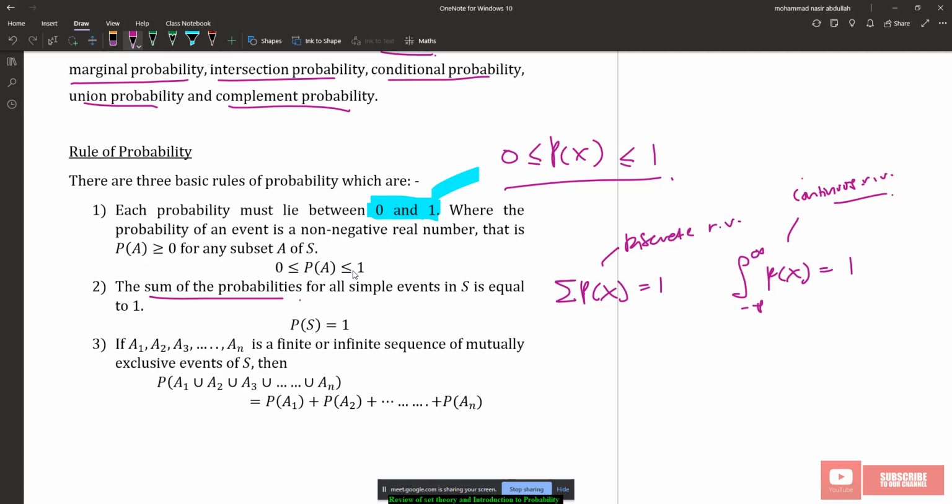Next, the third rule of probability. Let's say we have a set A1, A2 until AN, a finite or infinite sequence of mutually exclusive events. Then the probability of A1 union A2 until AN is equal to the probability of A1 plus A2 until AN. This is the basic concept for mutually exclusive events. The most important rules in probability are rule number 1 and rule number 2. The total of all probability, or the integration from negative infinity to infinity, should be equal to 1, right? Alright.